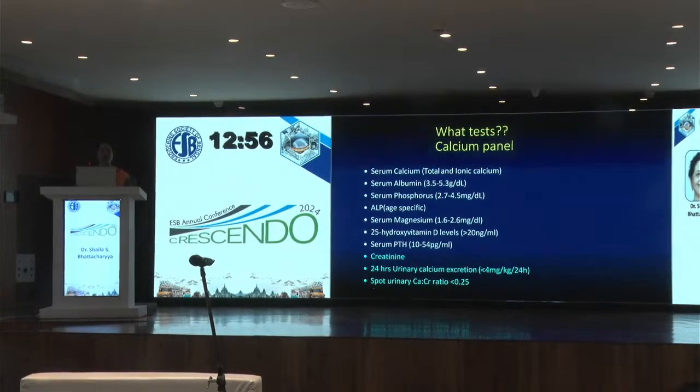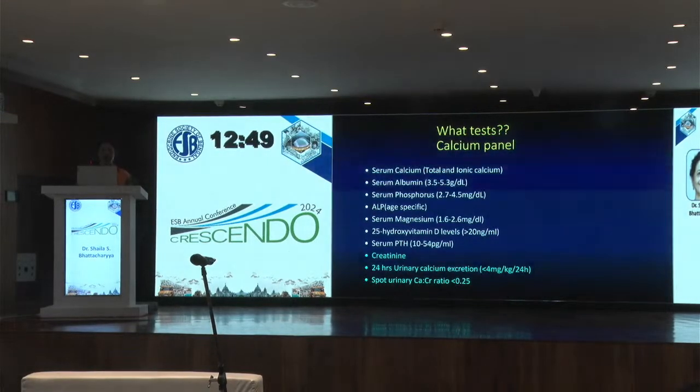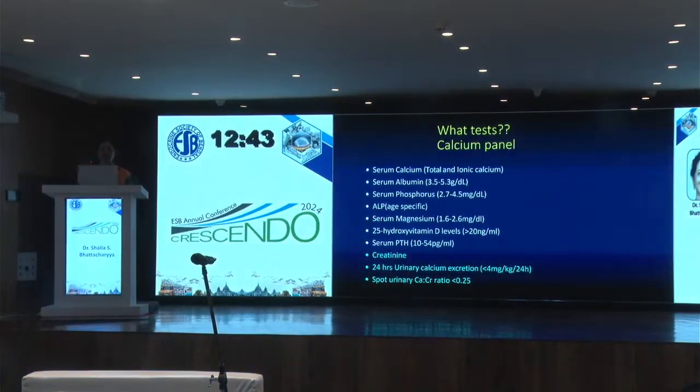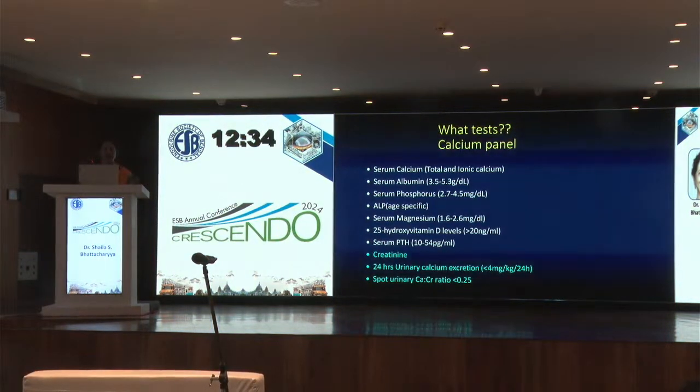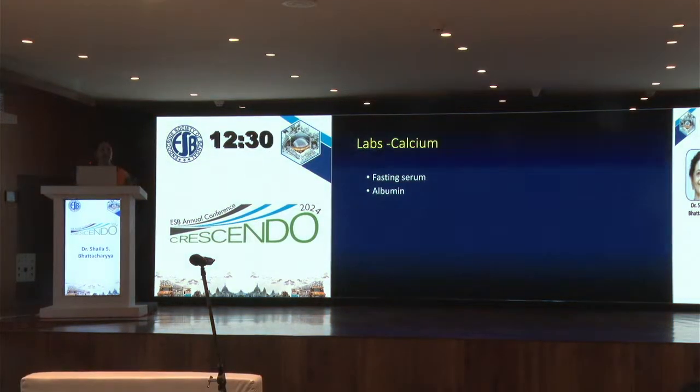And once all these are done, and if you don't come to a diagnosis, you also need to have special tests like creatinine to rule out chronic renal failure or any renal pathology. And in some rare cases, you may have to do a spot urinary calcium creatinine ratio or the 24 hours urinary calcium excretion to get your complete diagnosis. And again, the sampling and sending the sample is also very important.